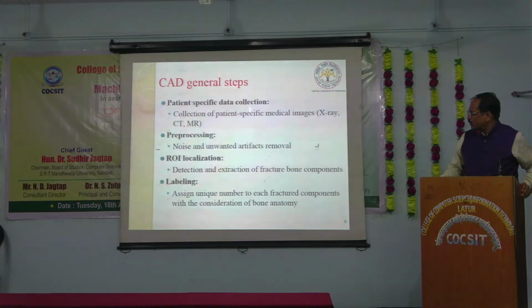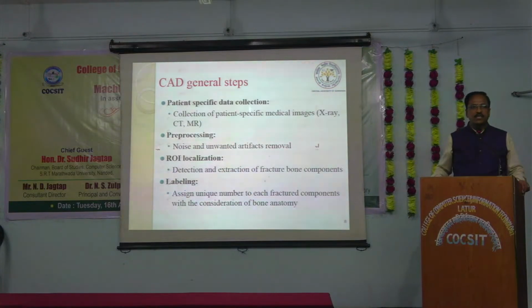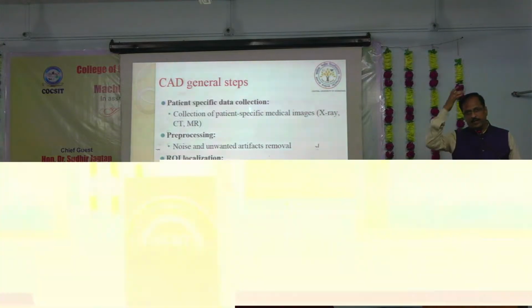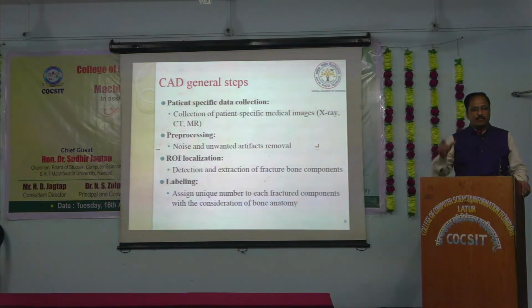Then we have located the region of interest. When you look at a CT scan image, it is a three-dimensional image. Suppose, for example, if a CT scan image of my head is taken, my skull image will come. It will be a three-dimensional image. Wherever the bone part is there, that is the important part.